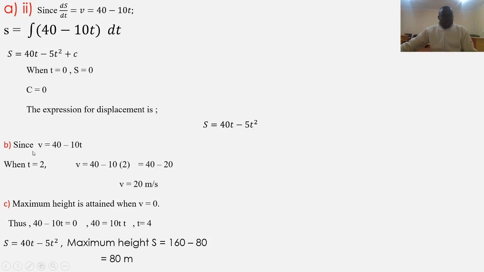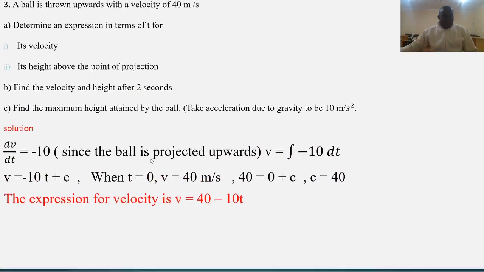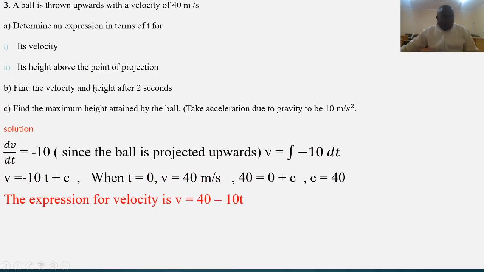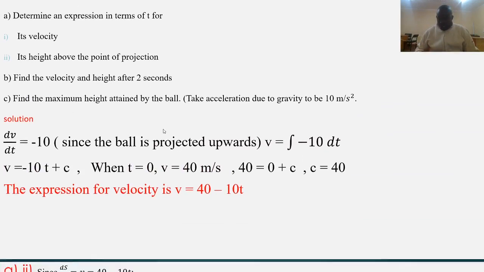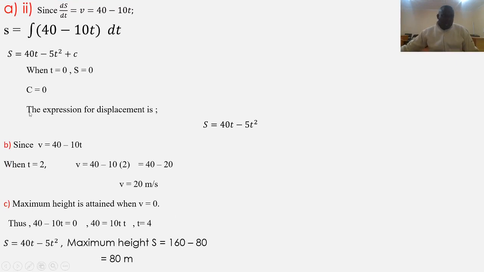you realize that v is 40 minus 10t. So in part B, we were asked to find the velocity and height after 2 seconds. Velocity and height after 2 seconds. Remember v is 40 minus 10t.